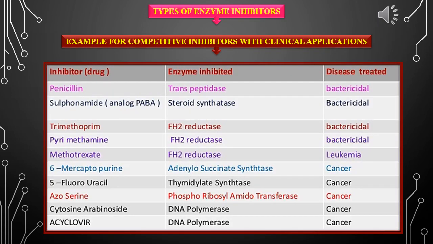This table represents examples for competitive inhibitors with clinical applications. The inhibitor is the drug penicillin, the enzyme targeted is transpeptidase, and the disease treated is bacterial infection. So penicillin acts as a competitive inhibitor of transpeptidase. Likewise, sulfonamides, trimethoprim, pyrimethamine, methotrexate, 6-mercaptopurine, 5-fluorouracil, azathioprine, cytosine arabinoside, acyclovir. These are considered competitive inhibitors, drug substances used for different diseases through inhibiting enzymes competitively.